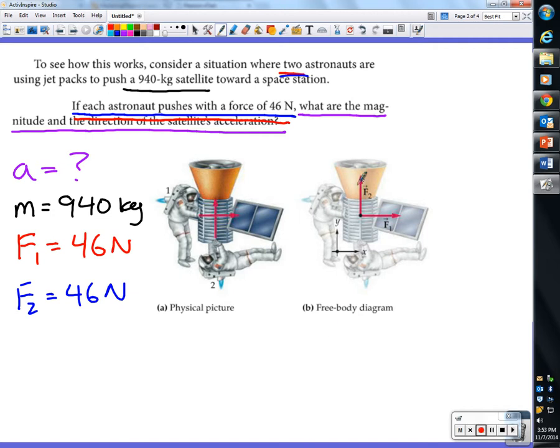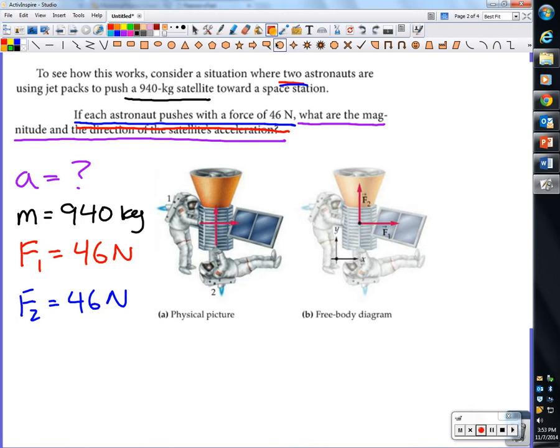Over here on the right, there's a picture of these 2 astronauts, and part B is labeled the free body diagram. It has both of those forces showing, and how they are acting on the satellites. Now, so that I can do what I need to do with them, I'm going to write over them using my different colors.